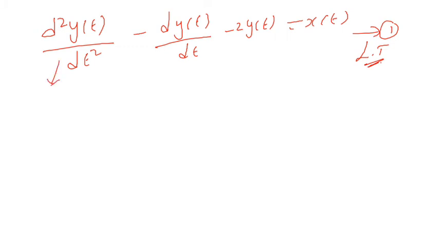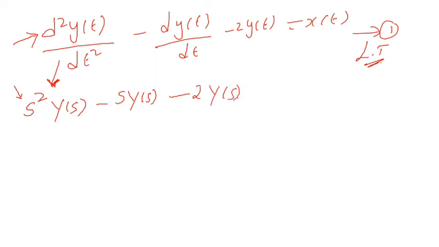d square y of t by dt square, what is the Laplace transform? The Laplace transform is s square into y of s. This is by property. Properties of Laplace we have already discussed. There we can see that two times differentiation in the time domain is equivalent to s square into y of s in the s domain. You can check the properties and easily find it. Next one, dy by dt is nothing but s into y of s, then y of t, its Laplace transform is simply y of s, and x of t in the Laplace transform is x of s.